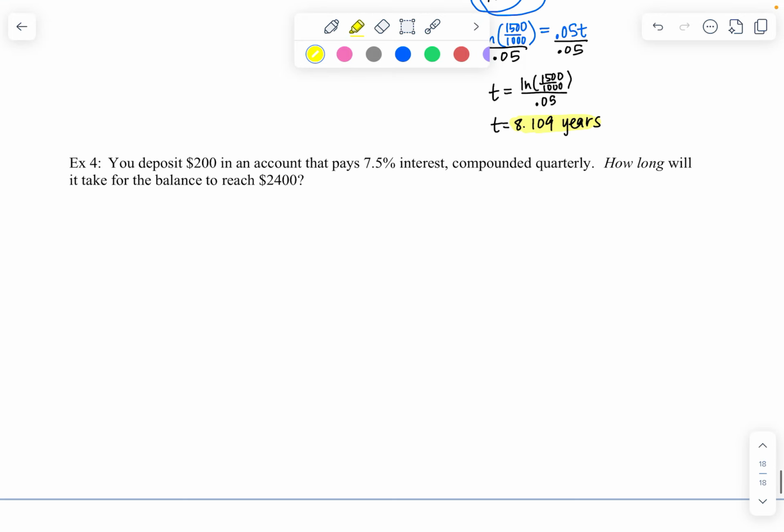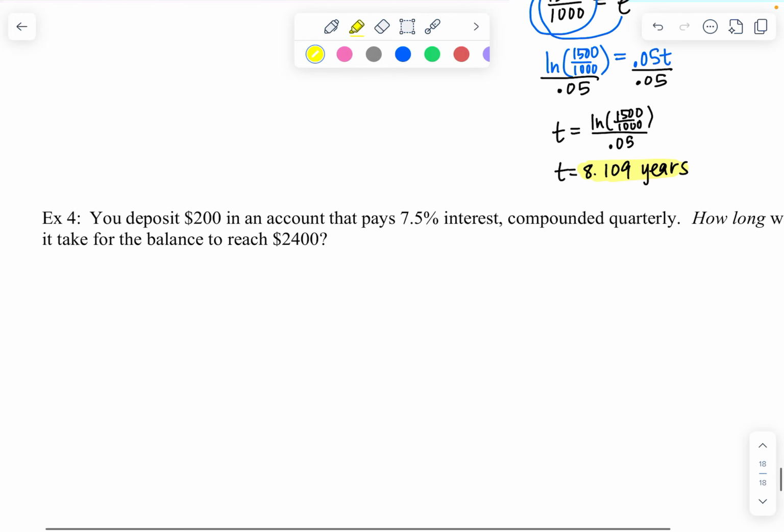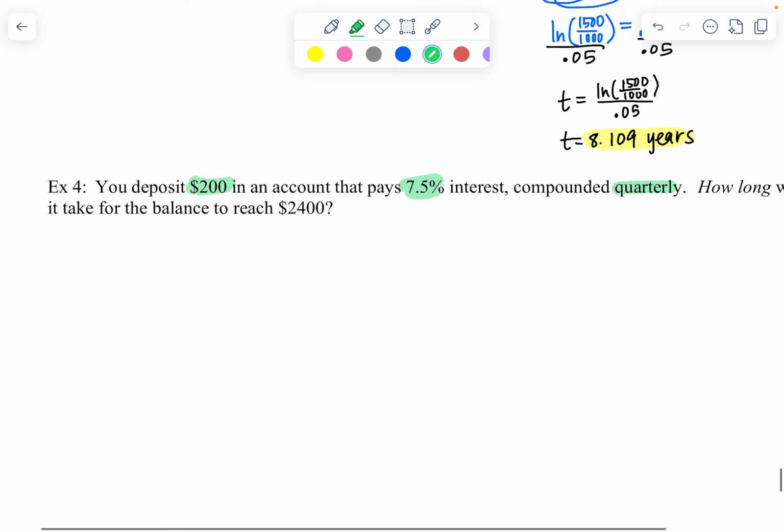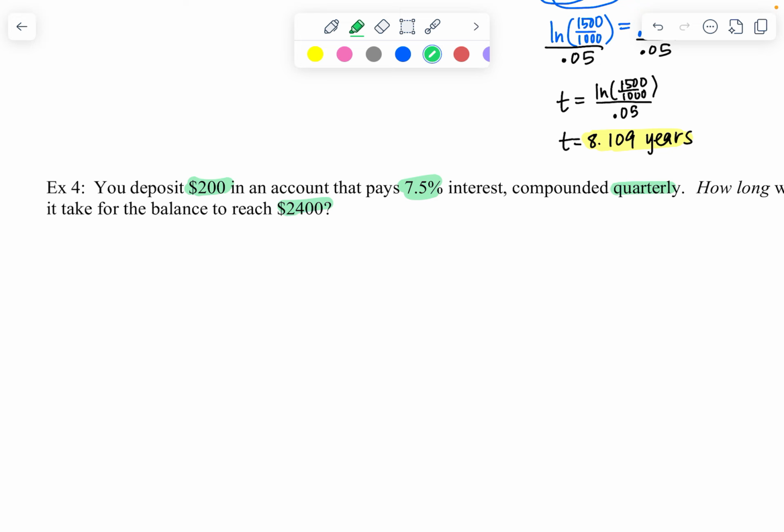Okay, I think this is the last one. You deposit $200 into an account that pays 7.5% interest, compounded quarterly. How long will it take the balance to reach $2,400? And so we know our final amount is $2,400. Our initial amount is $200. So that may take a little bit longer.